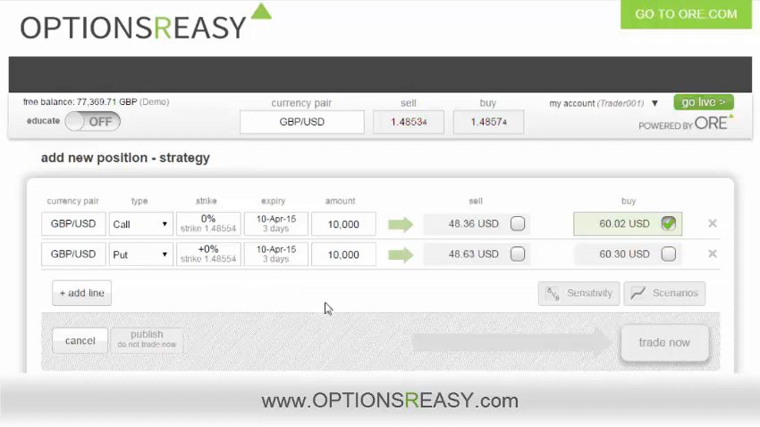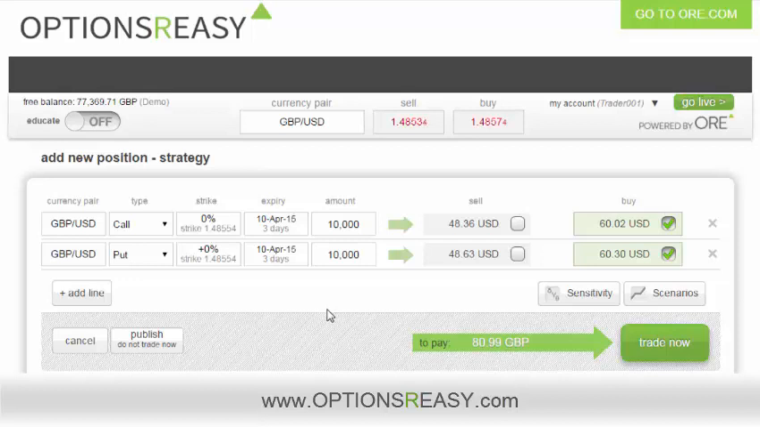So here we have the strategy set up, and I've selected to buy both legs, each leg costing around $60, so that'll be a total of $120, or in our own domestic currency, that's £80. But before we go ahead and trade this, let's check the payout by clicking on the Scenarios button.